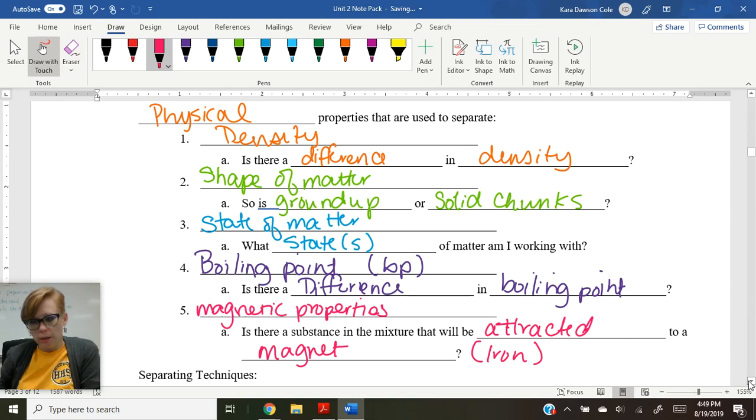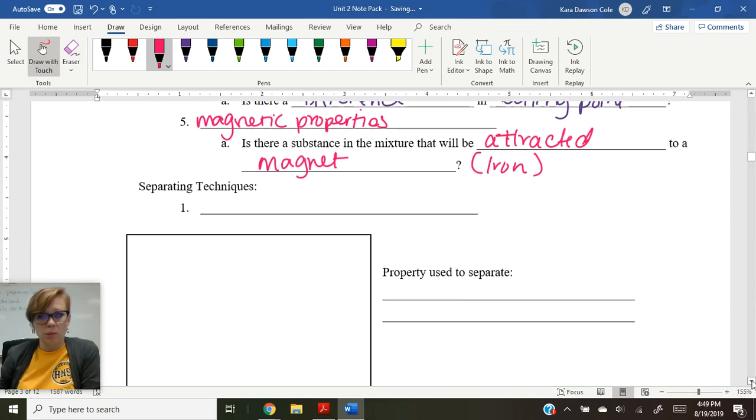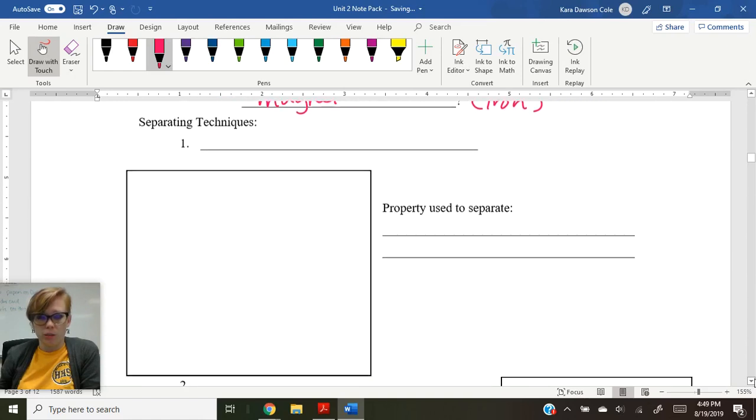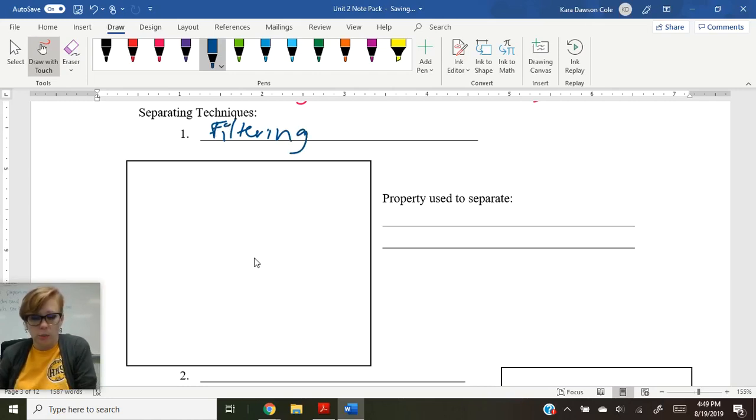Then we are going to start talking about some separation techniques. This is going to be a pretty long learning objective, so just bear with me, okay? The first separating technique that I can use is I can filter. Filtering is one of the first types of separation techniques that we can use.